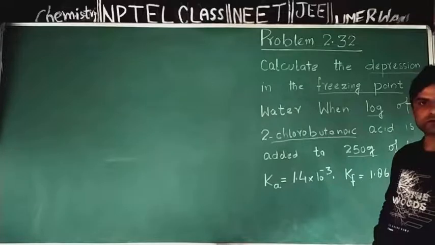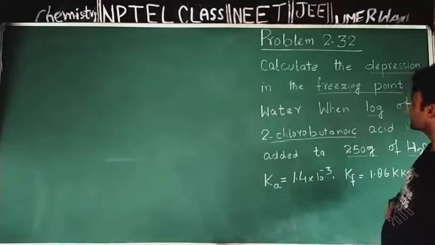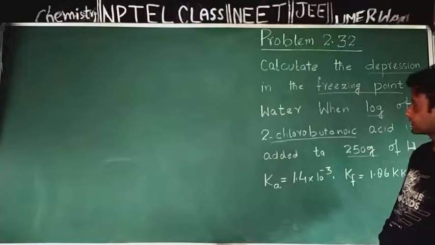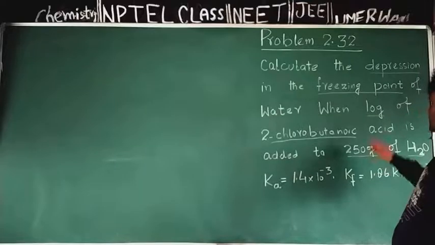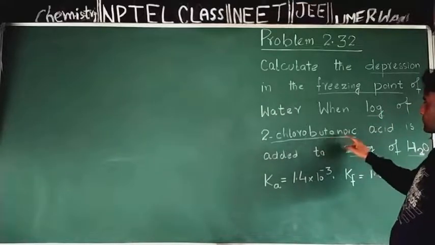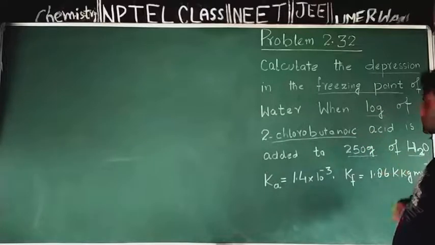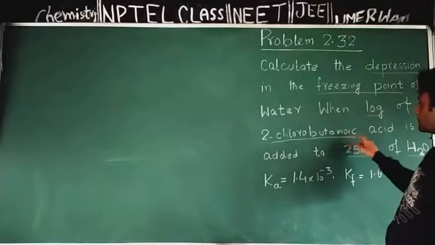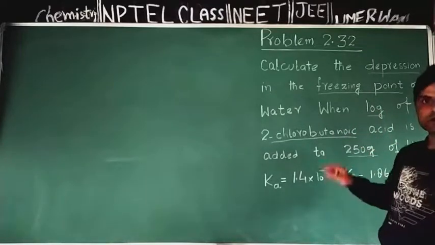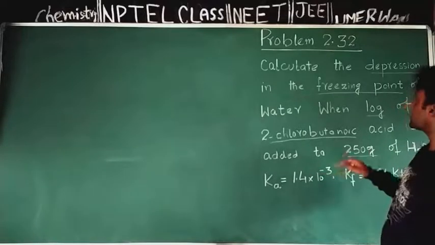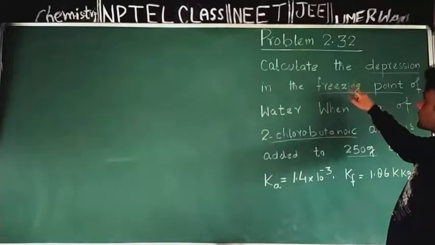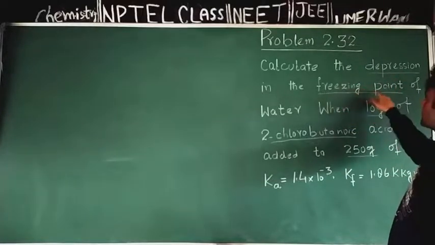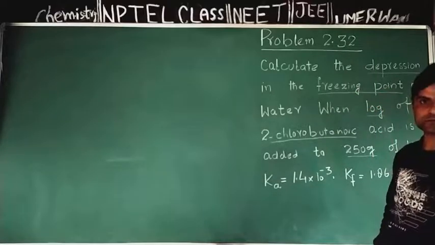After reading the problem, I got to know that this problem is based on the concept of depression in freezing point. Here 10 grams of 2-chlorobutanoic acid is added to 250 gram of water, and addition of this 10 gram of 2-chlorobutanoic acid to 250 gram of water lowers the freezing point of water, and that decrease in freezing point of water is termed as depression in freezing point.